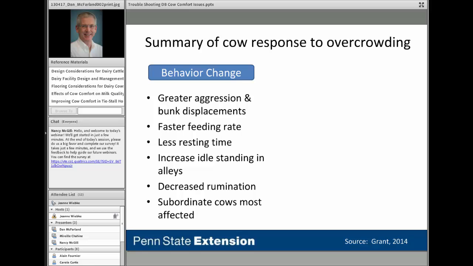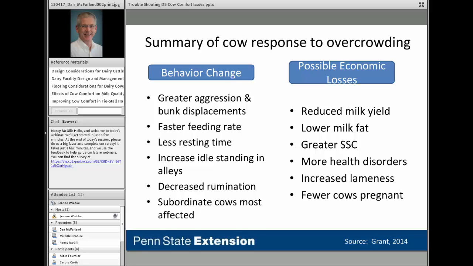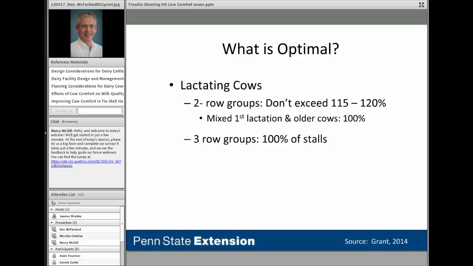There are some cow responses due to overcrowding: greater aggression and displacements at the feed bunk, which usually results in a faster feeding rate, which can lead to slug feeding. Because of the overpopulation, there's less resting time available, less stall availability, and therefore increased idle standing in the alleys, which can lead to more severe lameness. Of course, there's decreased rumination time, and as a result, subordinate cows in this group are the most affected by the overcrowding. Some of the possible economic losses are listed here: reduced milk yield, lower milk fat, greater max out count sometimes because of the stress and dirtier conditions, perhaps more health disorders, increased lameness, and fewer cows that are pregnant.